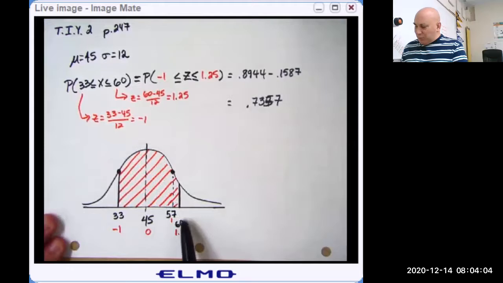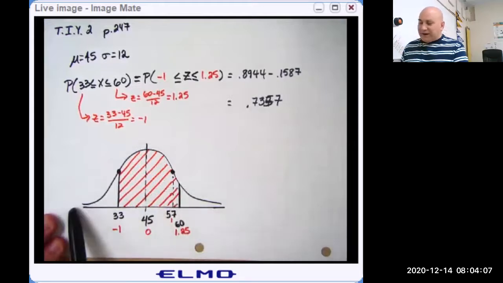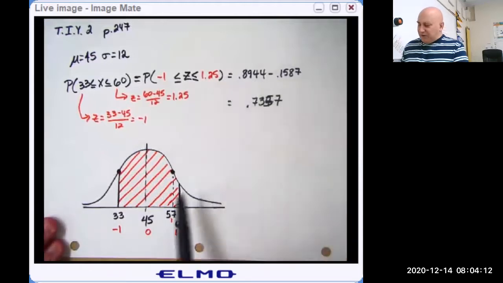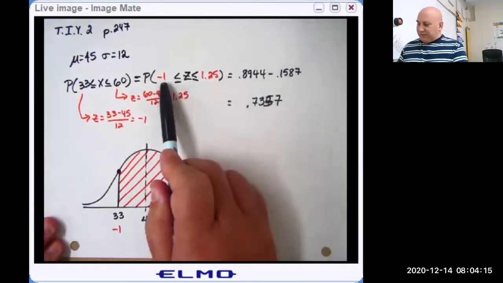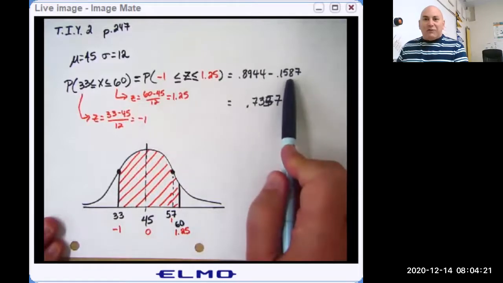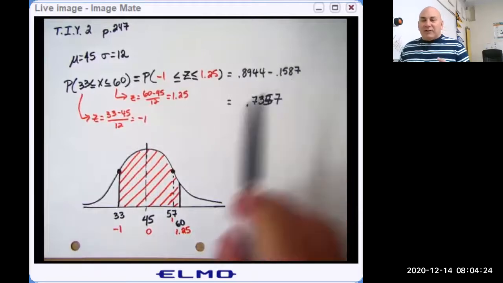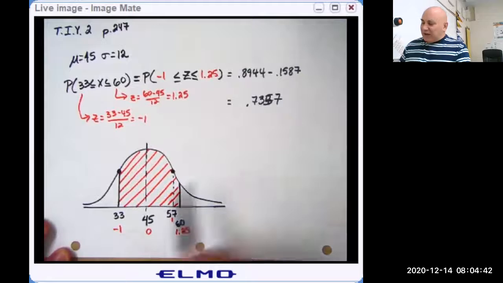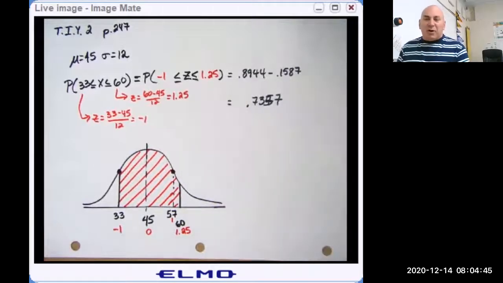So to the left of 1.25, which is the shaded area and the white area together, the area under that curve is 0.8944. The area under the curve to the left of -1, my Z-score is -1, is 0.1587. Sometimes people will confuse those. A Z-score tells you how many standard devs you are from the mean, and the table value is an area under the curve. A Z-score can be greater than 1. A Z-score can be negative. Areas under the curve can never be, because they're essentially probabilities.